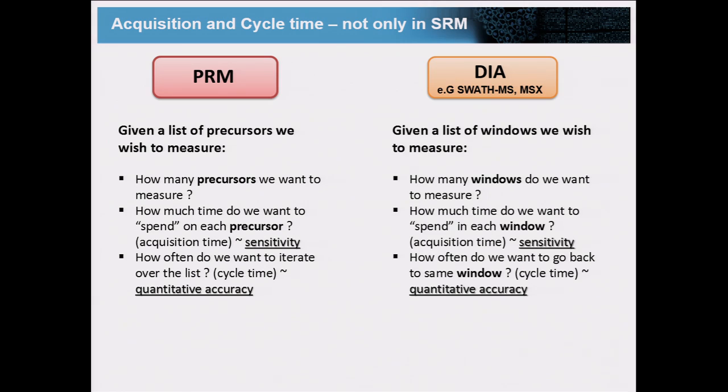And if we're doing SWATH, which sounds like a completely different type of acquisition, there again we have windows instead of precursors. So we're going to ask how many windows we want to measure, what mass range they will cover, how much time we want to spend on each of these windows, and how often we want to go back to the beginning of the list. There are different ways of dealing with that, and you'll hear more about it in the course. I just want to make the point that whenever you hear about acquisition time and cycle time, it's not just about SRM, it's going to be relevant to any type of chromatography-based quantification.